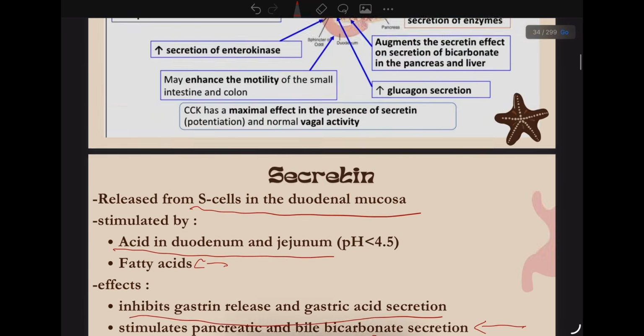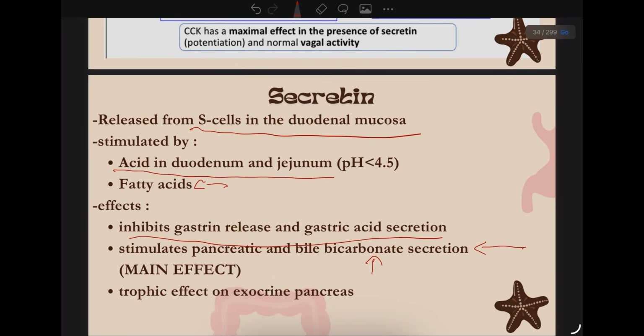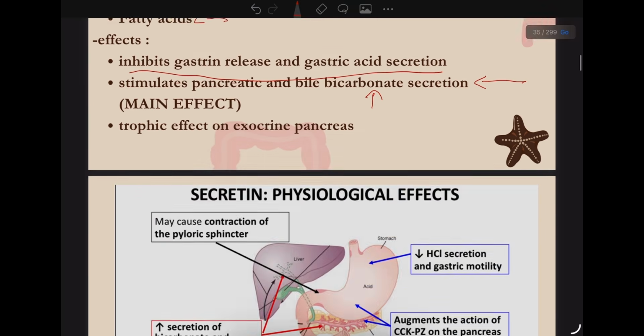And I also want you to keep in mind, as you saw, secretin and CCK are both quite opposite to gastrin, and they both complement each other. So when secretin is released, it's better if you have CCK. And if CCK is released, it's better when you have secretin. So they both work together, okay?